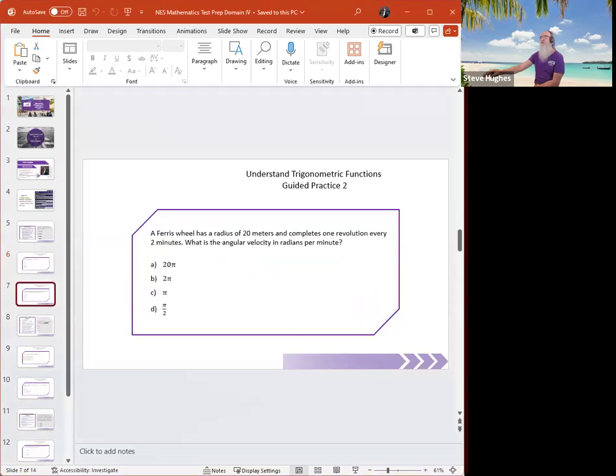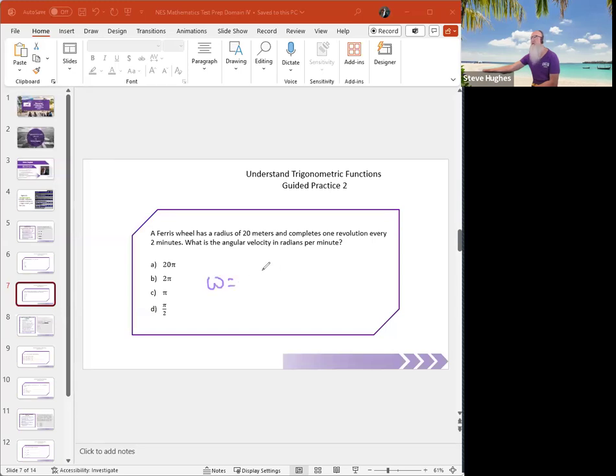All right, next. We have a question about a Ferris wheel. A Ferris wheel has a radius of 20 meters and completes one revolution every 2 minutes. What is the angular velocity in radians per minute? All right, everybody, first thing we want to know is the formula for angular velocity. Angular velocity is omega, right? It looks like that w.